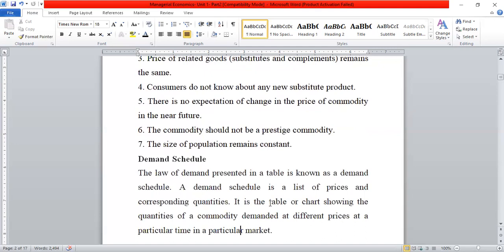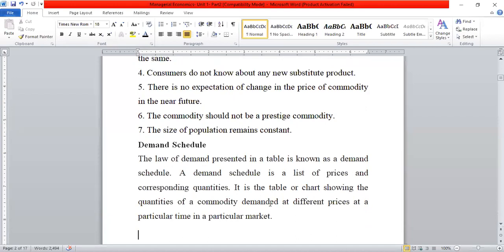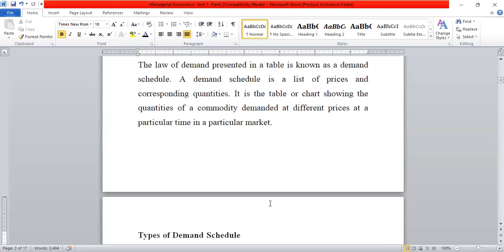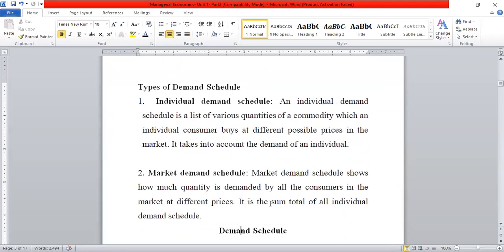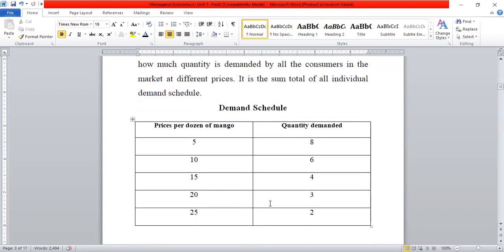And then we go to the demand schedule. When the law of demand is presented in a tabular form, we call it a demand schedule. A demand schedule is a table which shows the list of prices and the corresponding quantities demanded by consumers. It's a tabular chart showing the quantities of a commodity demanded at different prices at a particular time period in a particular market.